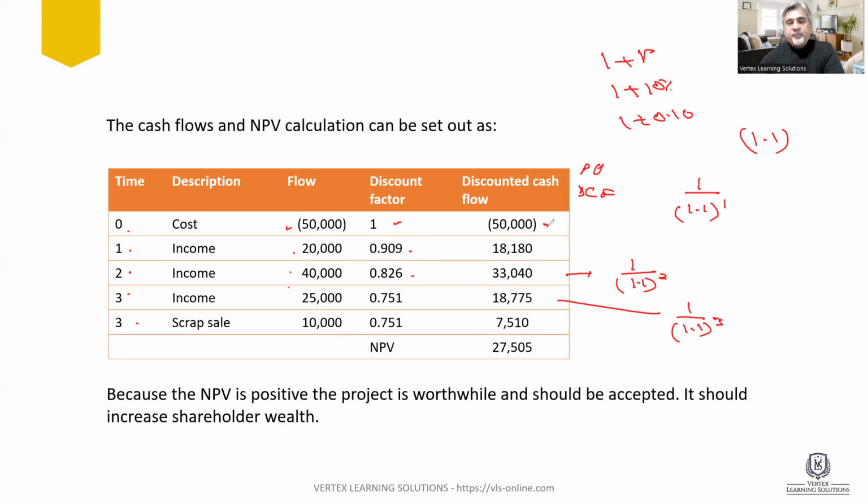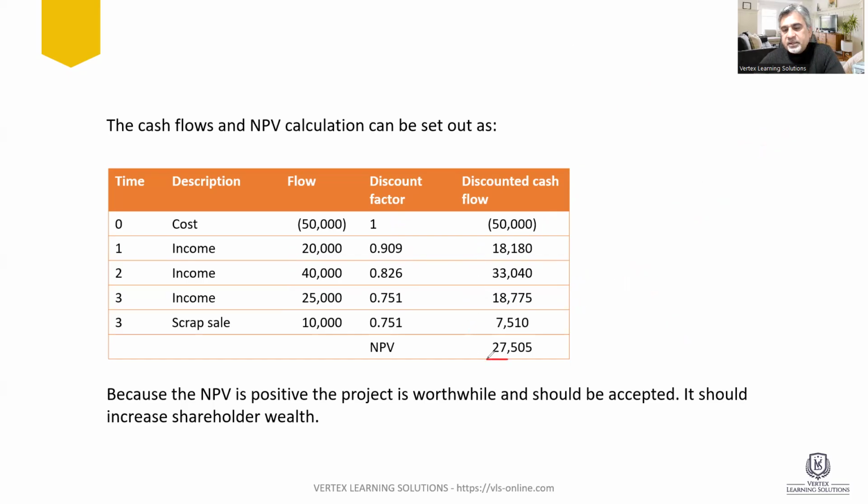Now, you've got a $50,000 negative cash flow, and then positive cash flows are 18, 33, 18, 75. And when you make a sum total, it is giving you 27,000. Now, remember, this is the present value. This is the present value of year 1, the present value of year 2 cash flow, the present value of year 3 cash flow, present value of year 4 cash flow.